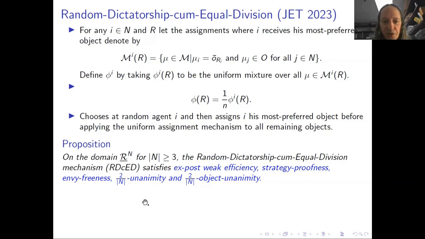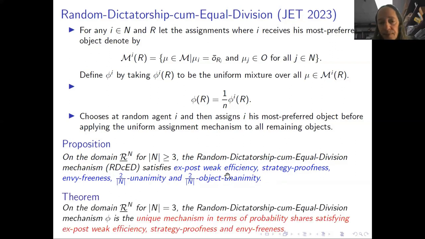And this satisfies all the properties: strategy-proofness, envy-freeness, and 2/n unanimity. Even when you have three agents, it has a natural characterization. When you have three agents, it's the unique mechanism satisfying ex post weak efficiency, strategy-proofness, and envy-freeness. So you don't need 2/n unanimity, and this already distinguishes this mechanism from random serial dictatorship and the probabilistic serial or eating mechanism. Random serial dictatorship is not envy-free, and probabilistic serial is not strategy-proof.